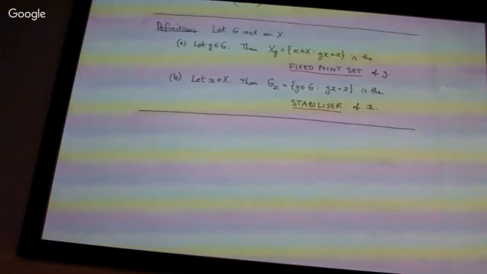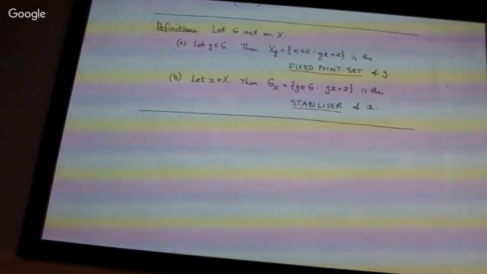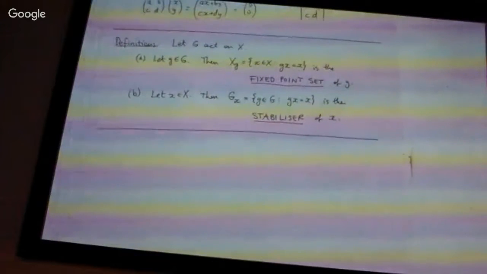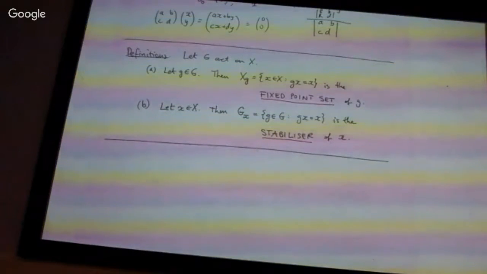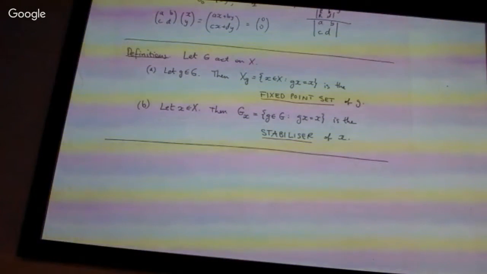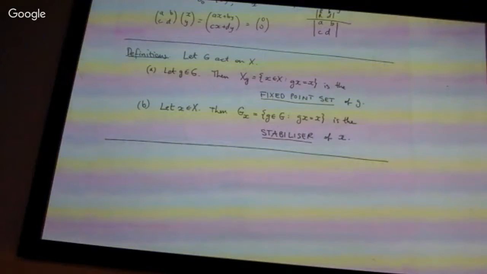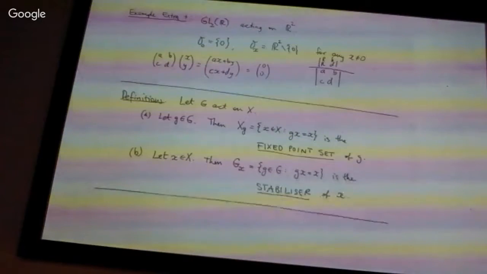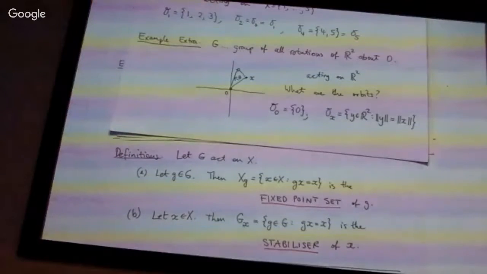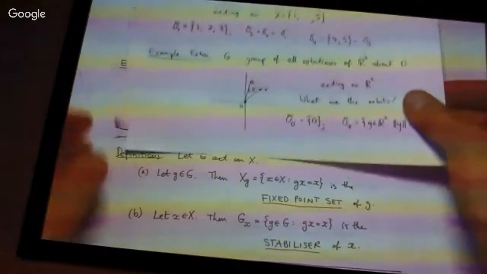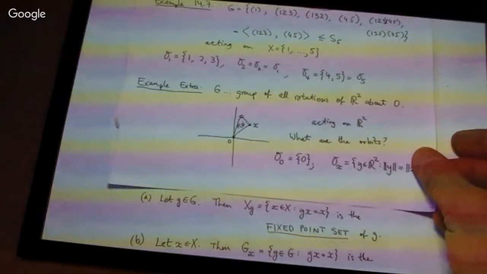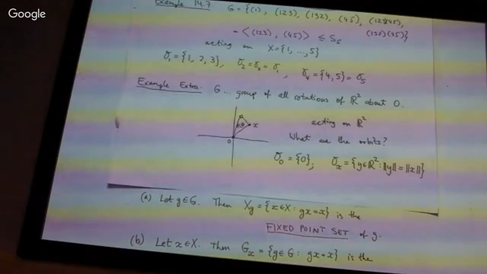Okay, but if we look at some of the examples we had, so here we have... I'm trying to keep everything. I'm not really successful in this. Okay, look at this.